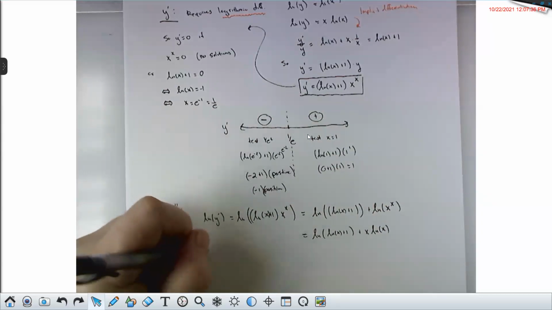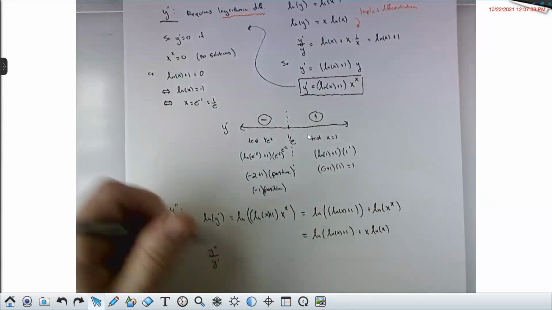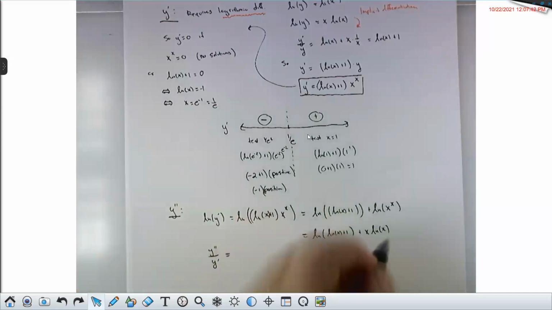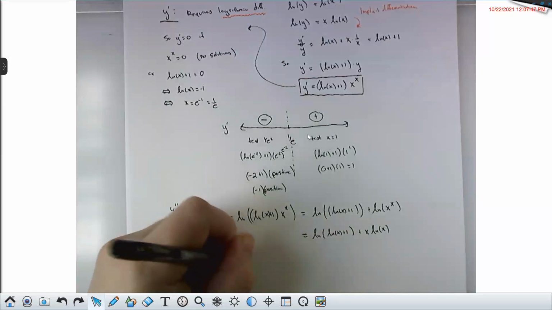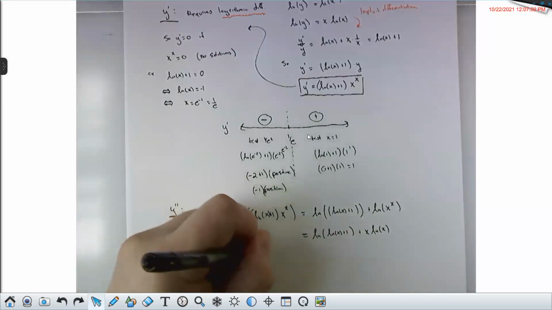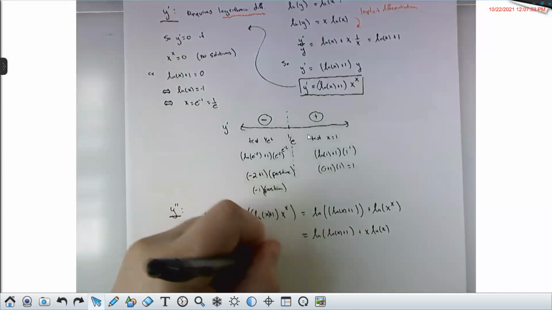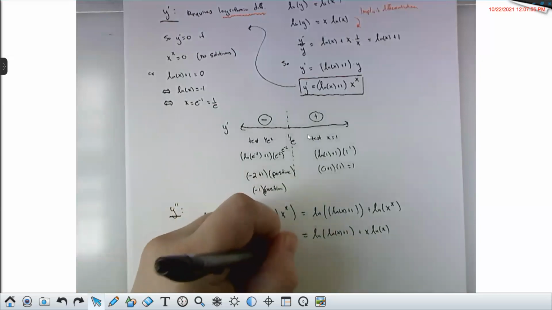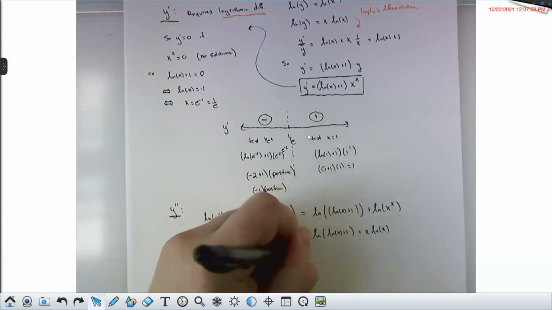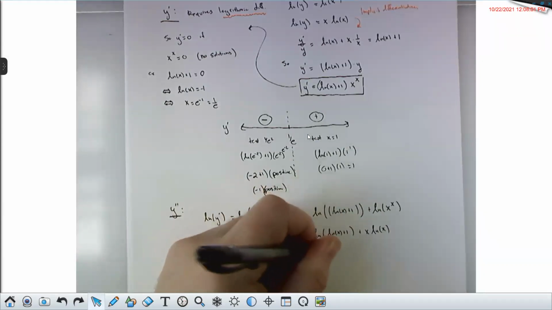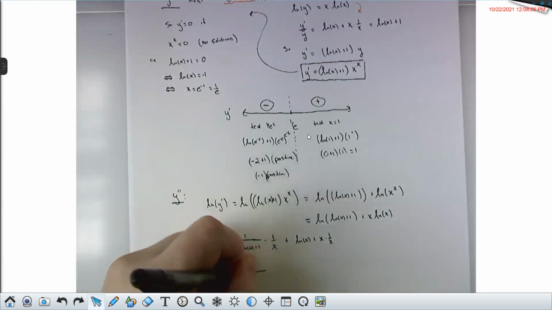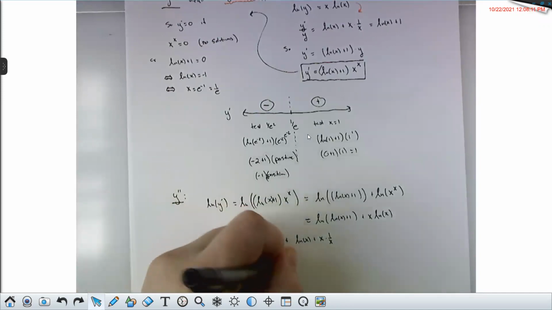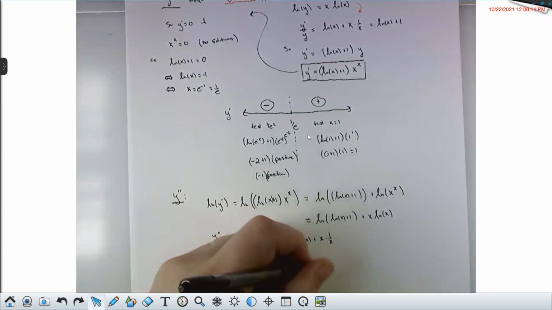So if I were to differentiate this again, I'd get y double prime over y prime equals the derivative over here. This would be 1 over the ln of x plus 1 times the derivative of ln x plus 1, which is 1 over x, plus product rule here, ln x plus x times 1 over x. So I get 1 over x times ln x plus 1, plus ln x plus 1.